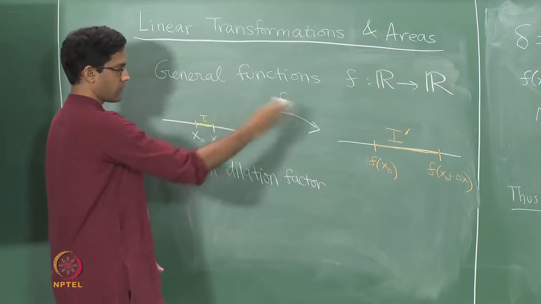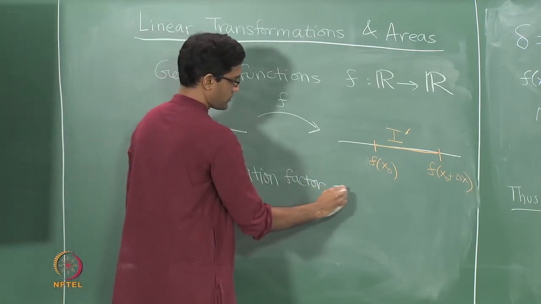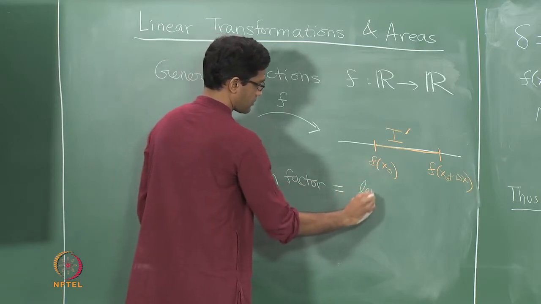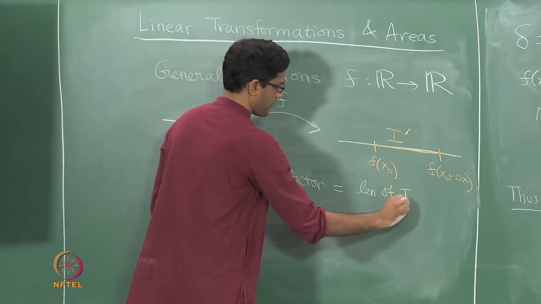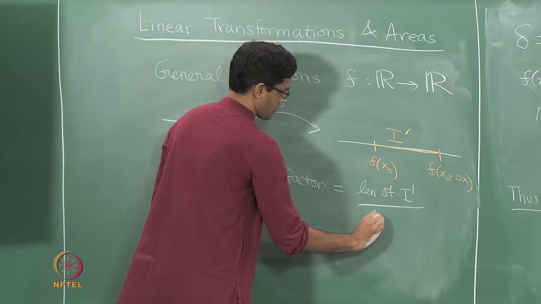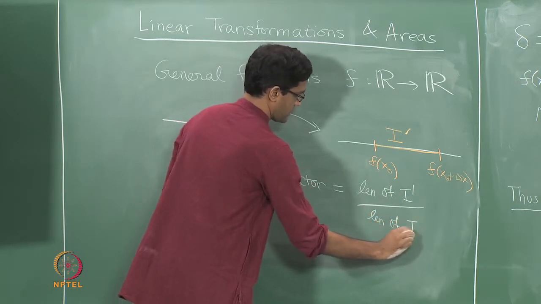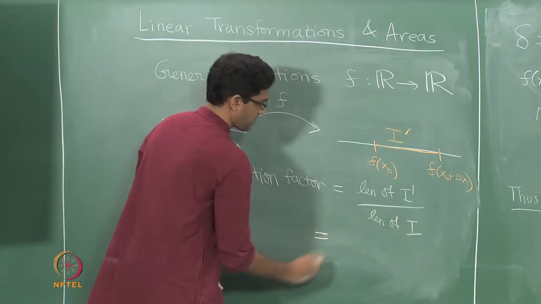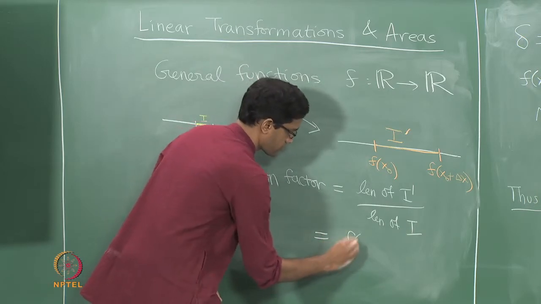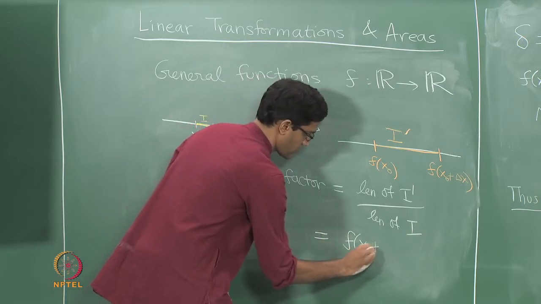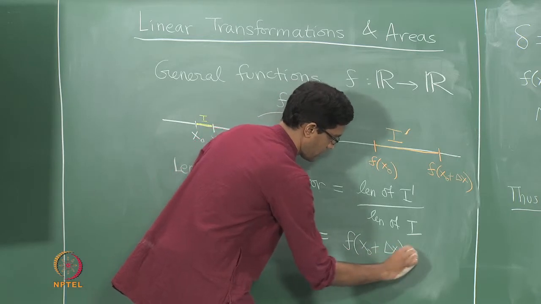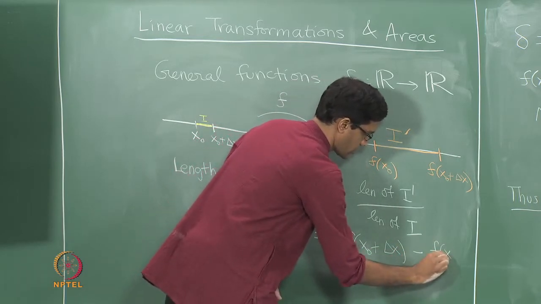Okay, from comparing I with I dash, this is the length of I dash divided by the length of I, and that is exactly... well, what is the length of I dash? It is f of x0 plus delta x minus f of x0.